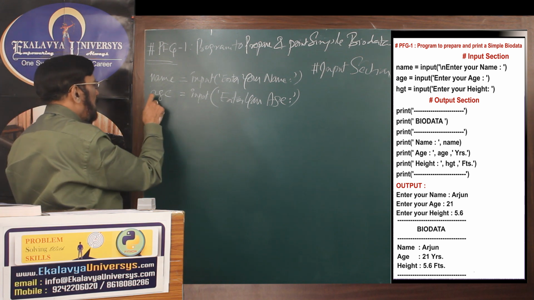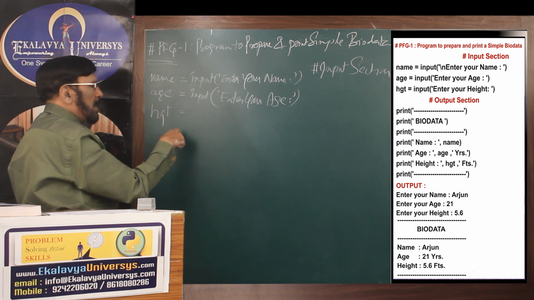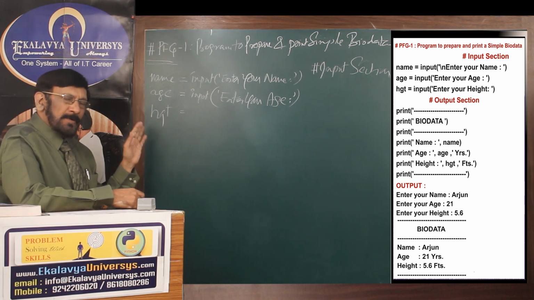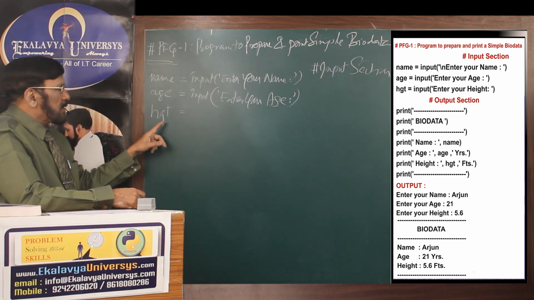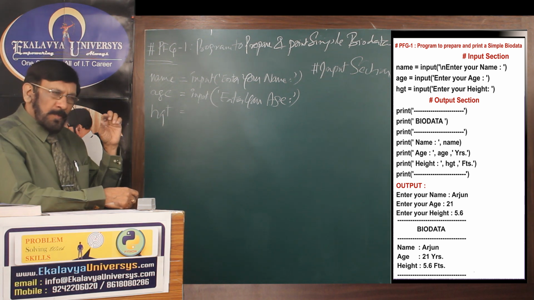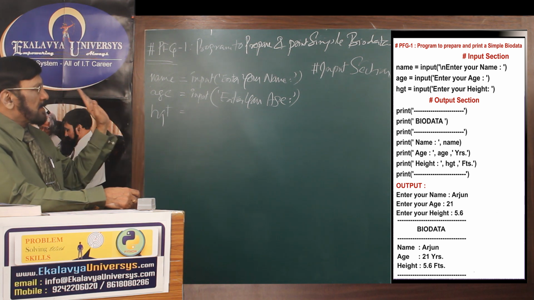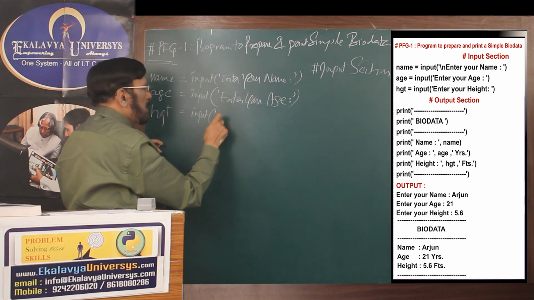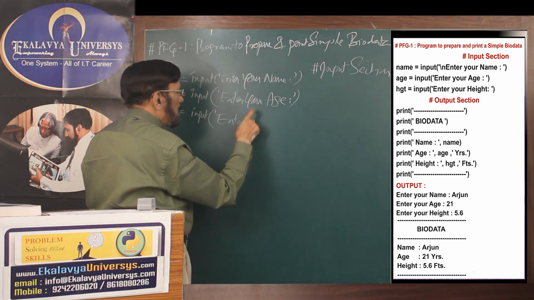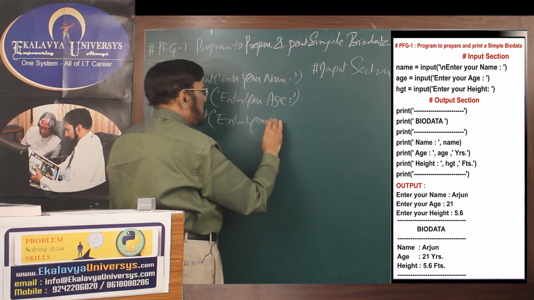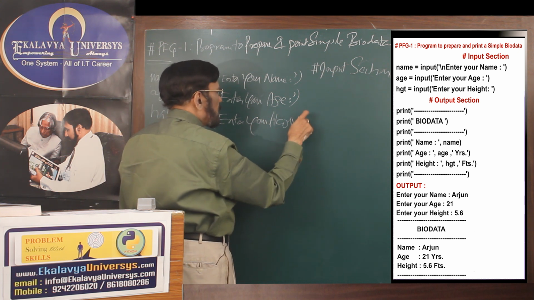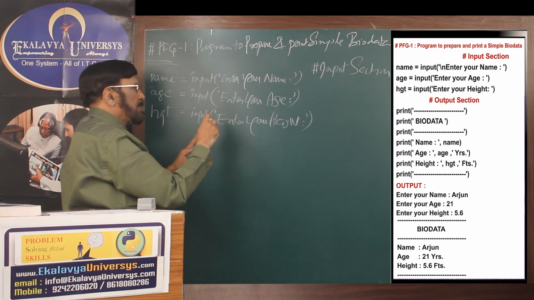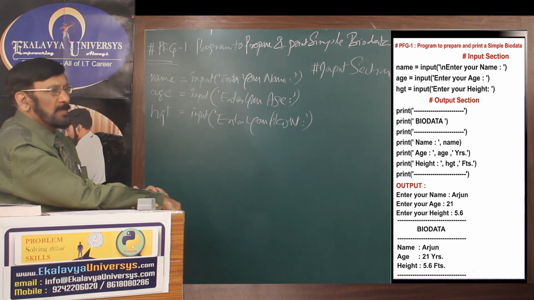Third one is height. See the difference. Here I am not writing the complete name. Why? Simply writing hgt, people can understand. If you want to write the complete name, nothing wrong in that. But if short names are possible, then use short names, so that others can understand. So here again input. Enter your height. In the prompt statement, don't write short names, write the complete name. Now the input section is ready.